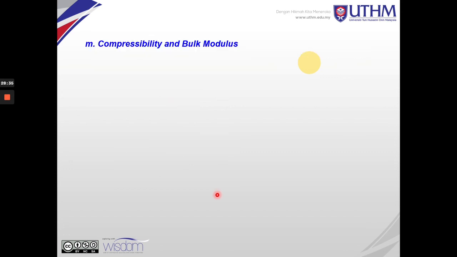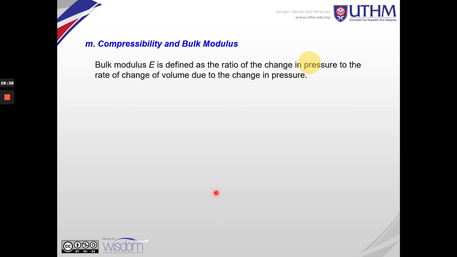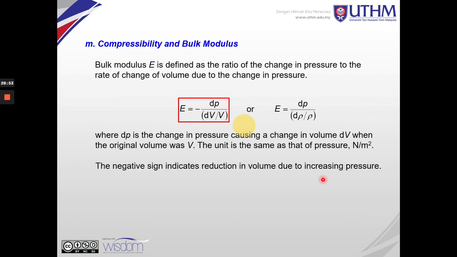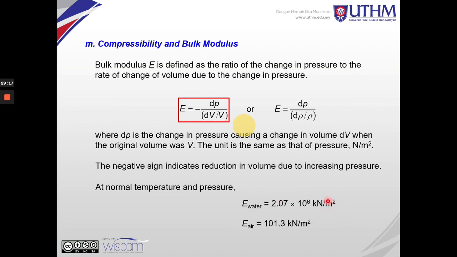So we get H as 0.0247 meter. Now, compressibility and bulk modulus, the last part of the fluid properties. The bulk modulus E is defined as the ratio of the change in pressure to the relative change in volume, where dP is the change in pressure causing a change in volume dV when the original volume was V. The unit is the same as pressure, Newton per meter squared. The negative sign indicates a reduction in volume due to increasing pressure. This is the bulk modulus for water and for air.